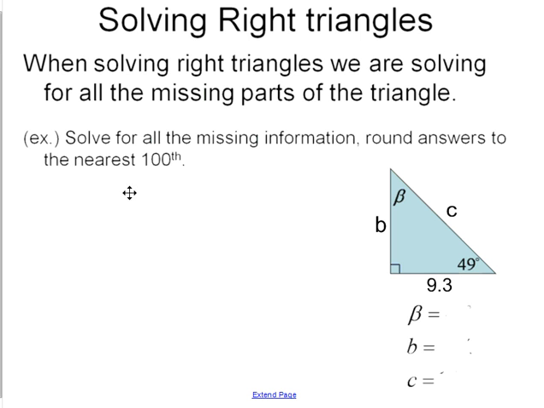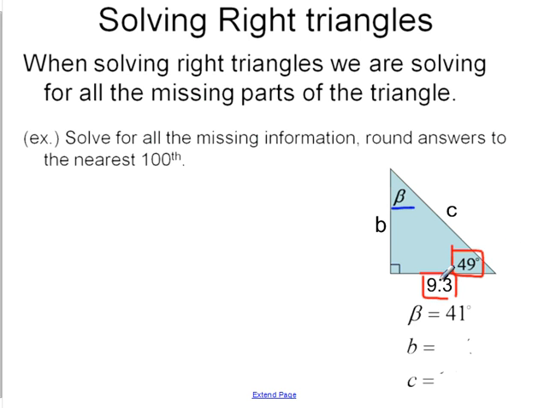To start off with, what we want to do is identify what we have and then what types of trig functions we could use to find what we're missing. So we have this 9.3, and we have 49 degrees. One of the easiest things to find, probably right off the bat, is beta, because we know this is a right angle, so it's 90 degrees. We know this is 49. And so if we subtract both of those from 180, we should find beta, which is 41 degrees.